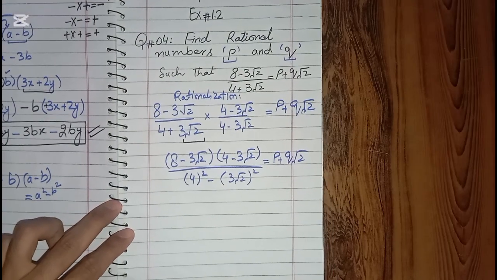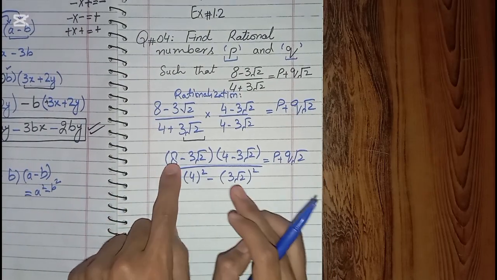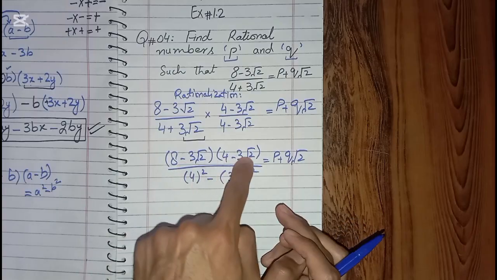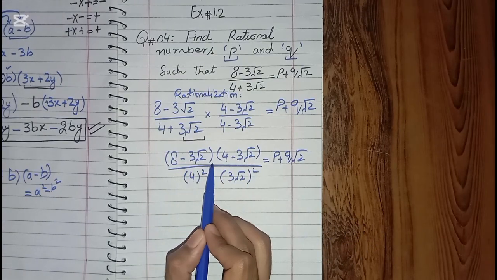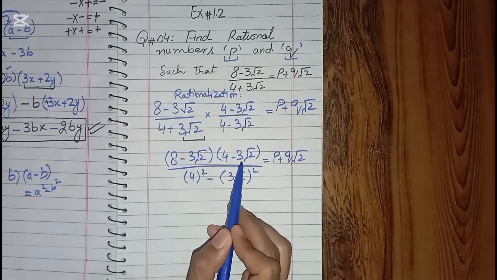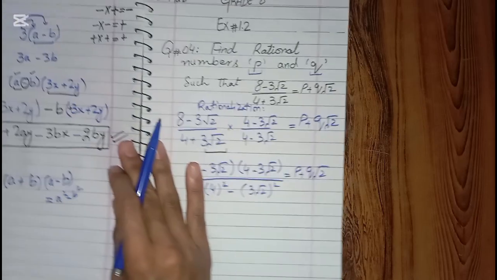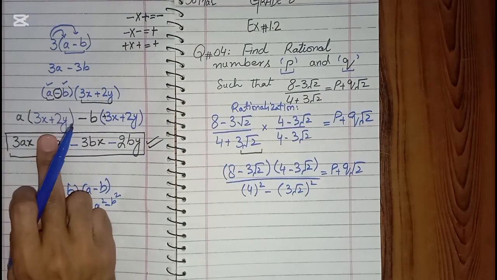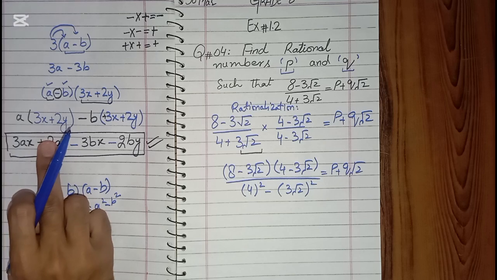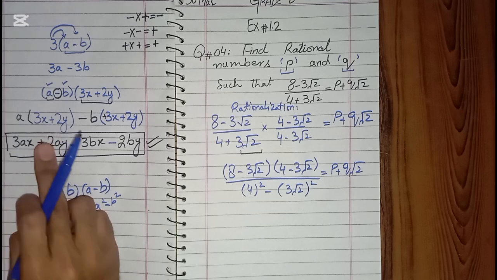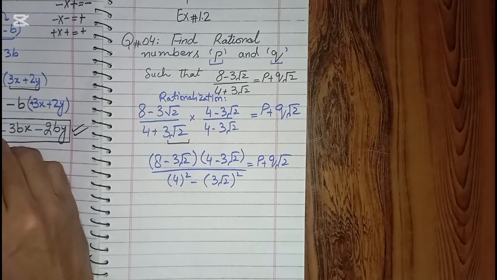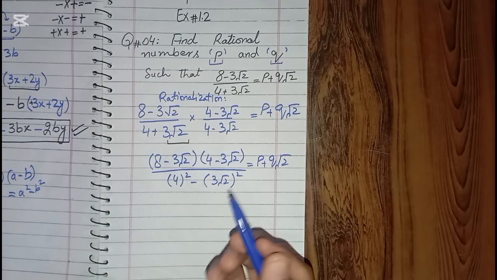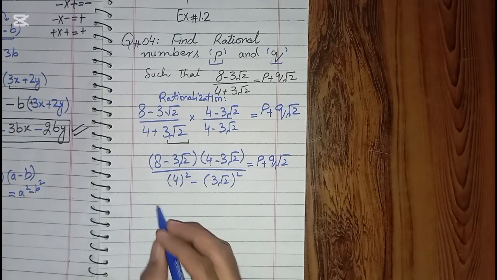Now you can see in the numerator these terms are different. The first term is 8 minus 3 square root 2, and the second term is 4 minus 3 square root 2, which means you have to use this multiplication method that we understand before we start our question. So how do we multiply? It is very simple, because these are the variables and these are our numbers, and it is easy to multiply numbers.